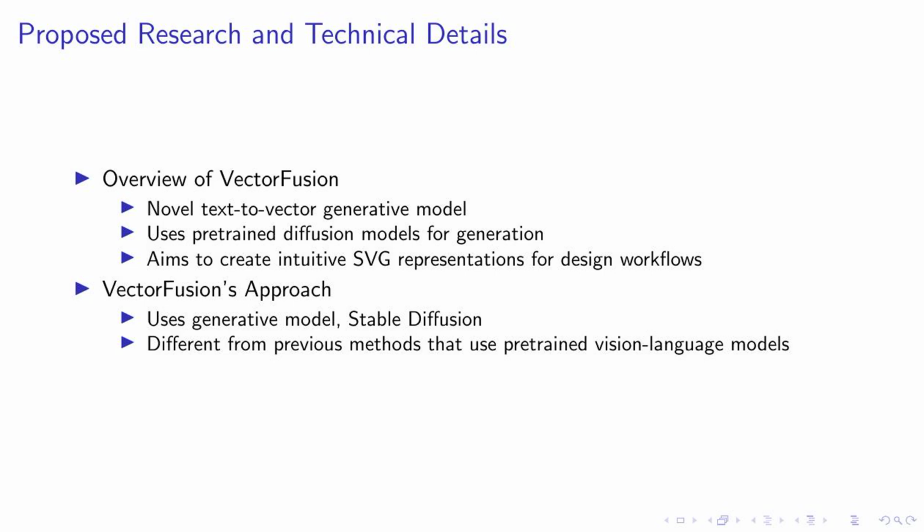Now, let's delve into the approach of vector fusion. Unlike previous methods that utilize pre-trained vision language models, vector fusion employs a generative model known as stable diffusion. This unique approach sets vector fusion apart and contributes to its effectiveness in generating high-quality vector graphics.